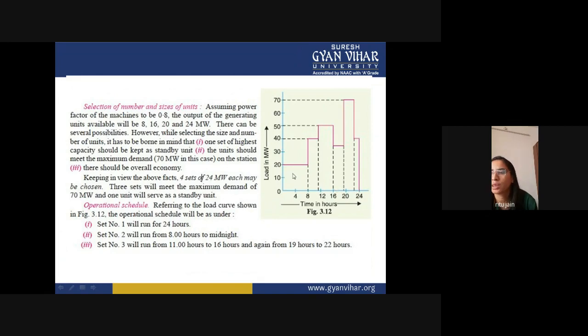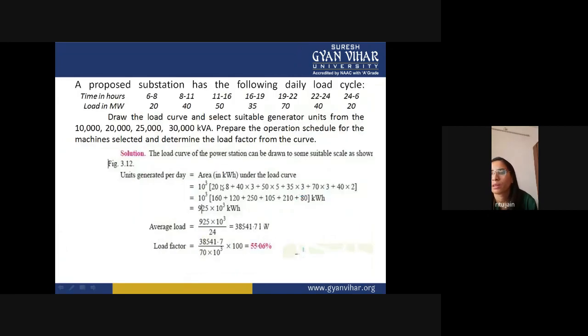So you can easily calculate the area of this rectangle. Okay, so 20 into 8. Next, 40 megawatt is required for 3 hours. Like this, 50 required for 5 hours. Then 35 megawatt required for 3 hours. 70 is required for 3 hours. 40 megawatt is again required for 2 hours.